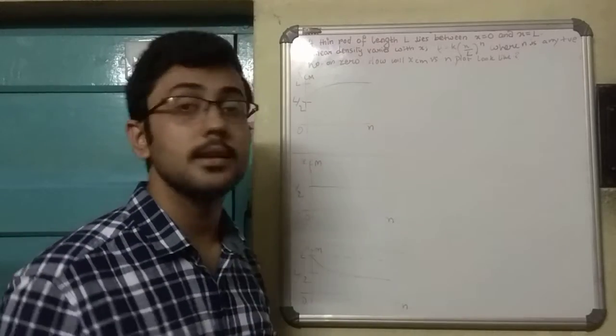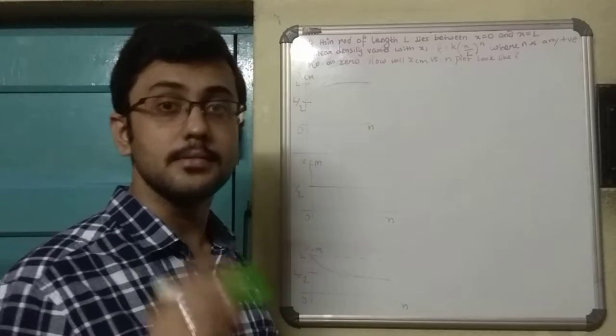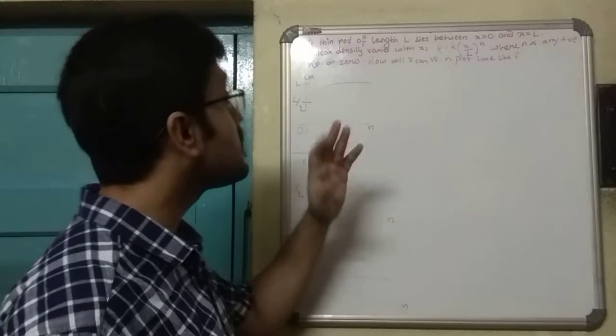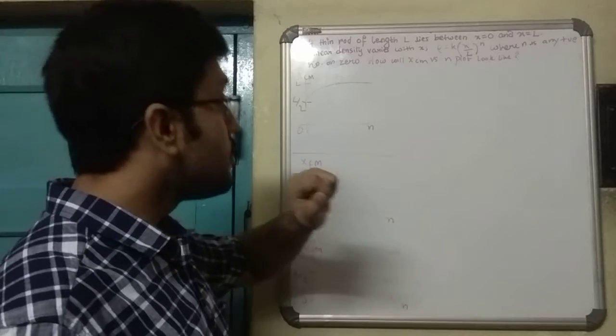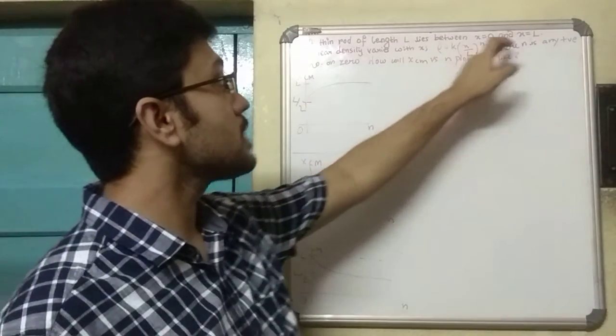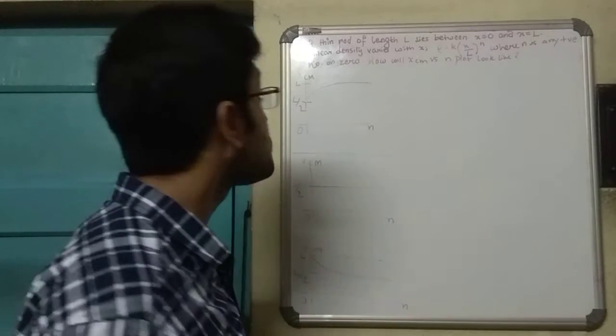So here I have taken an example where I will have to use this integration. That is the reason why I have taken this example. It says that there is a thin rod of length L which lies between x equal to 0 and x equal to L. So these are the starting and the end points of the rod.